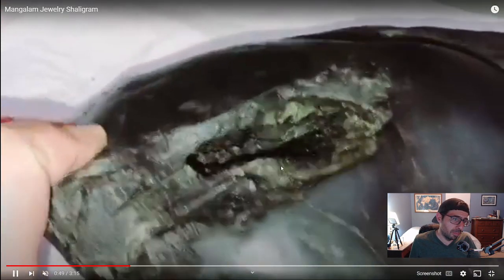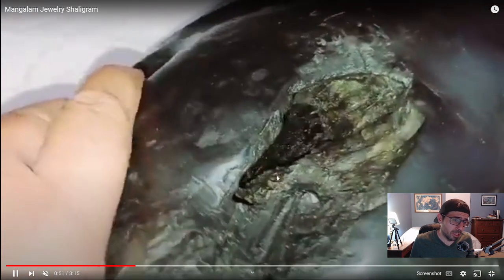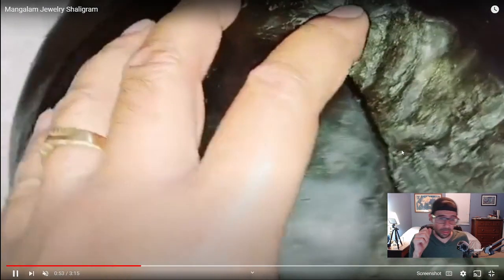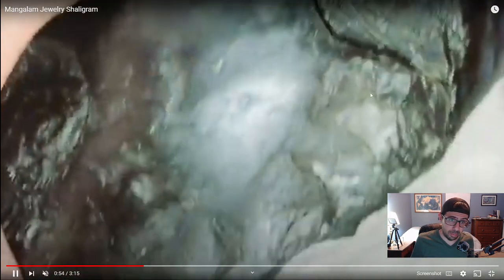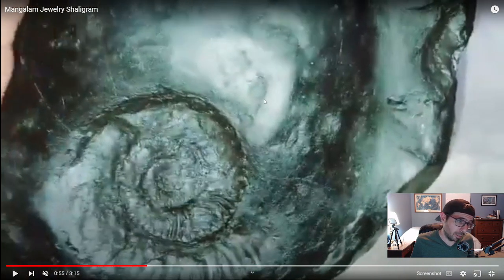Very cool. It's hard to tell what's going on in there. Definitely some interesting detail. This is one hell of a shallogram. Oh my god. You can kind of see right there the definition. It's almost like something's in there.